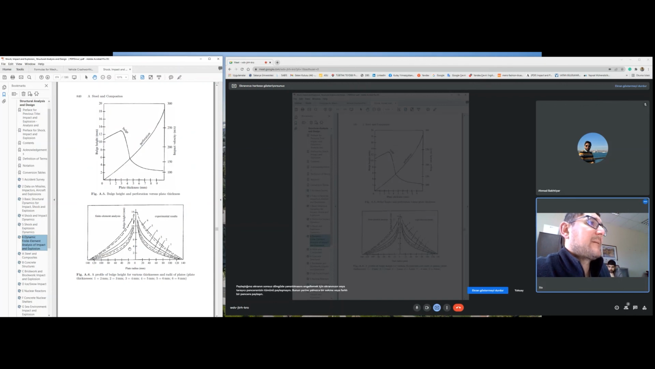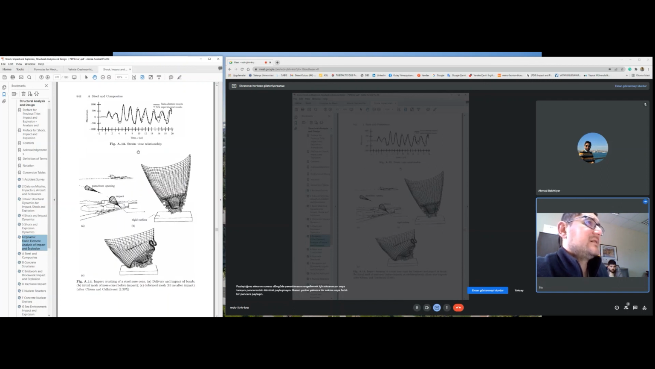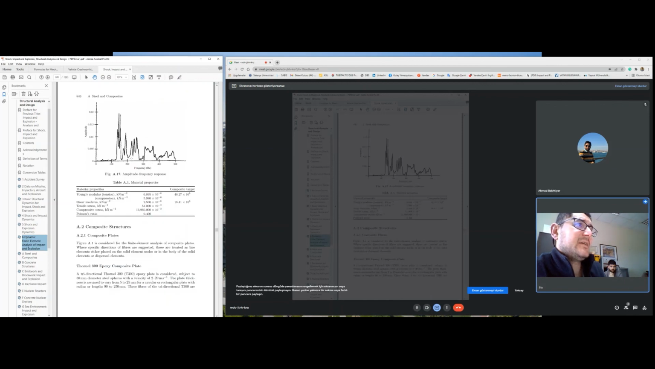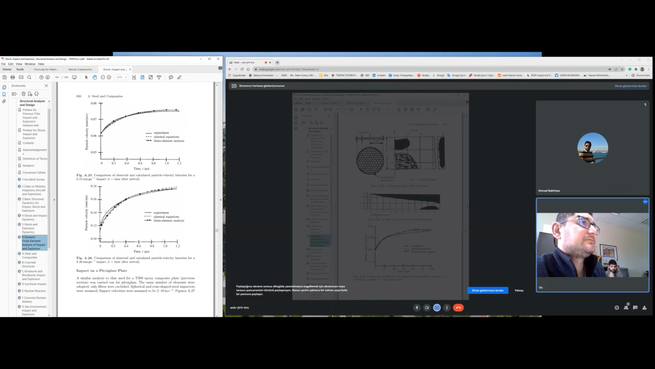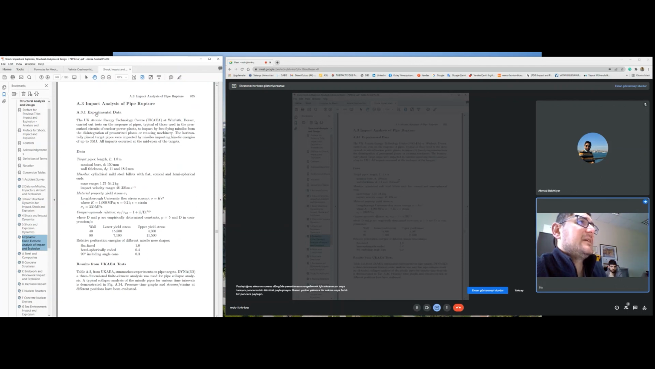Look at here. Hammer drop on steel plates. We are not dropping hammer, but steel plates are moving to some Crashbox. The issue is not so far. We can adapt some of the things. A.2. This is for composite structures. This is not for now. But in the future, we can get some data.